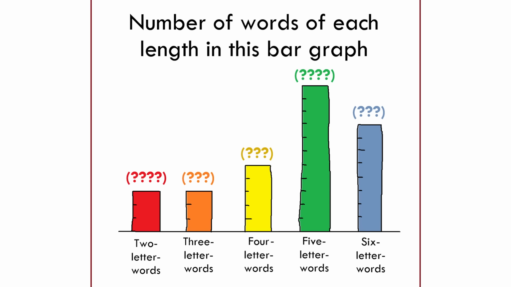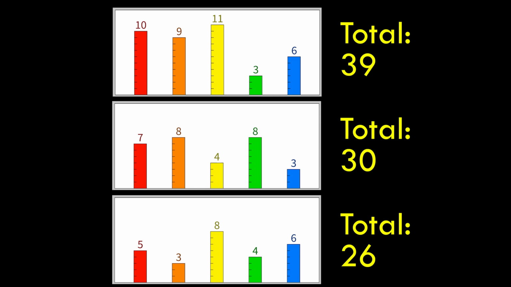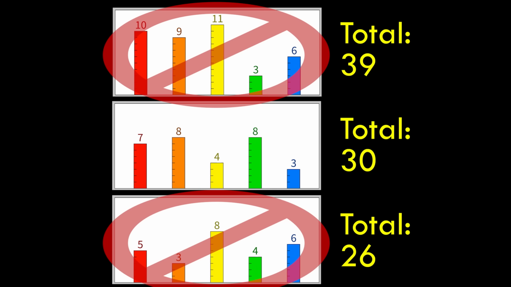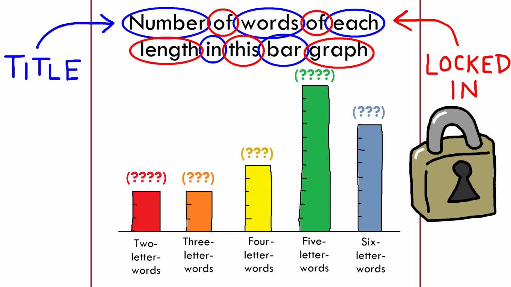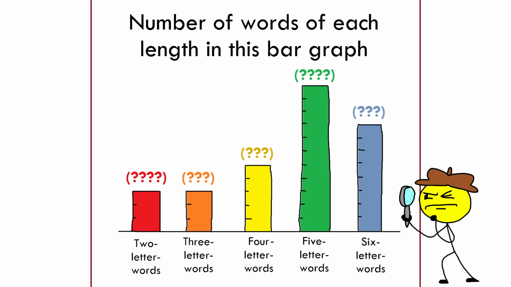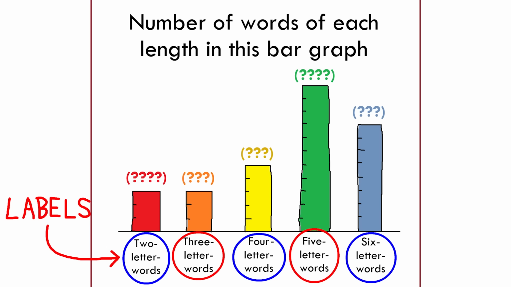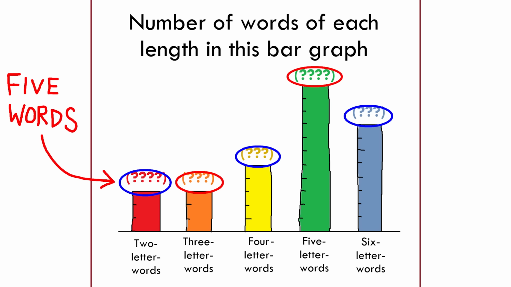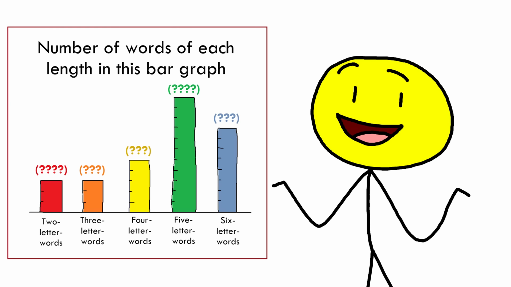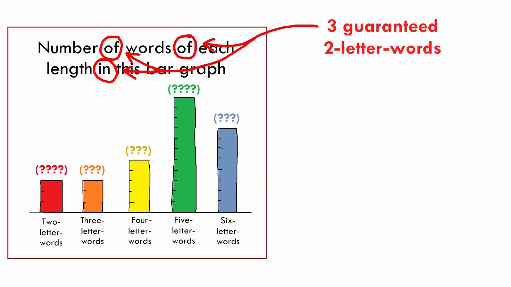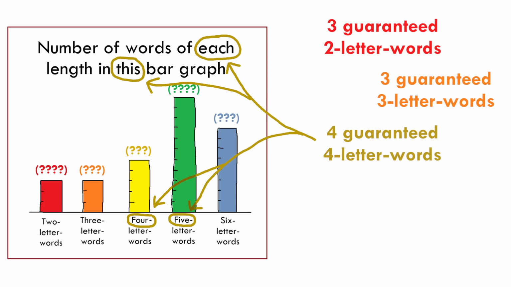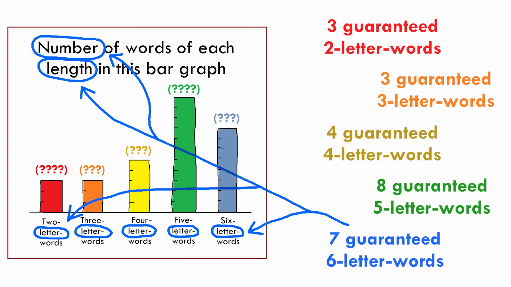First, we're guaranteed to have exactly 30 words, so you can remove all options that have more or less. And not only that, these 10 words in the title are locked into place. They won't change. Also, if you think about it, the labels at the bottom won't change either. So there are only 5 words of the total 30 that are even up for grabs, so to speak. So, before doing any experimentation, we already know that we have 3 guaranteed 2-letter words, 3 guaranteed 3-letter words, 4 guaranteed 4-letter words, 8 guaranteed 5-letter words, and 7 guaranteed 6-letter words.